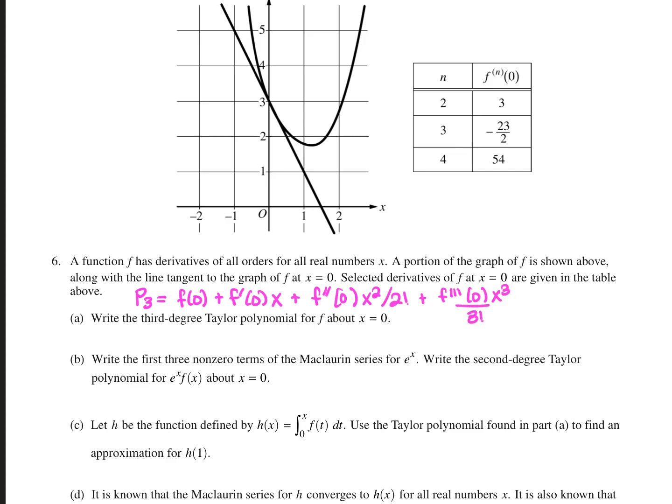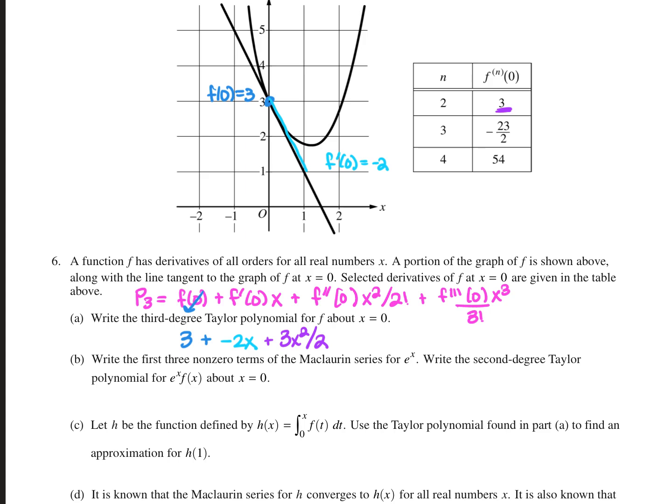So now we have to get our information from the graph. Looking at the parabola, we can see that f of 0 is equal to 3. The next thing we notice is that the slope of this is -2, so f prime at 0 is -2. And then after that, we're going to our table. So let's see, our second derivative is 3 over 2 factorial, which is the same thing as 2.